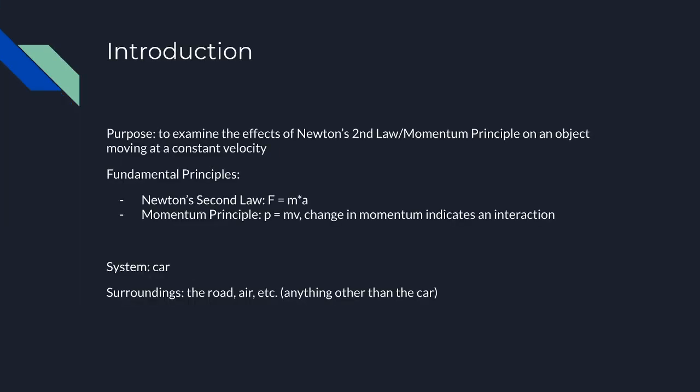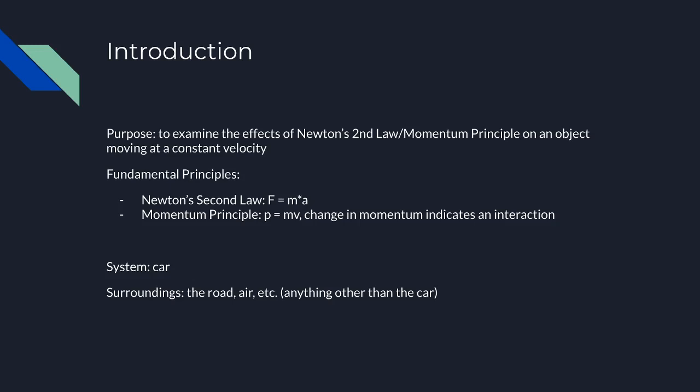So, the purpose of this lab was to look at the effects of Newton's second law and the momentum principle on an object moving at a constant velocity. And so, explain the main principles. The second law is that the net force is the mass times the acceleration, and the momentum principle is that p, which is momentum, is the mass times the velocity, and a change in momentum indicates that the system has interacted with something.